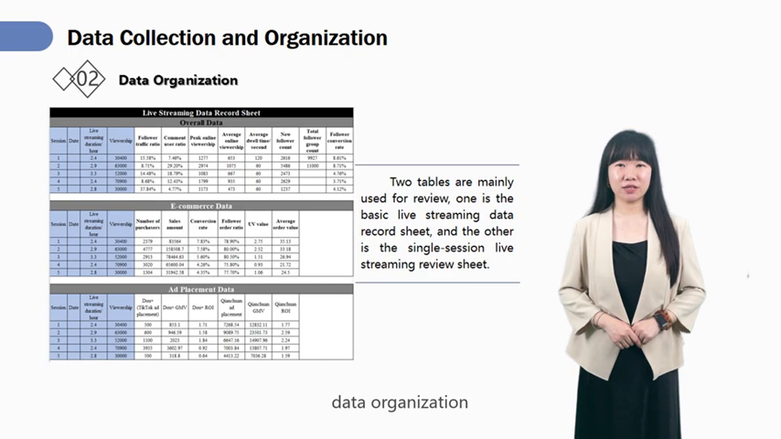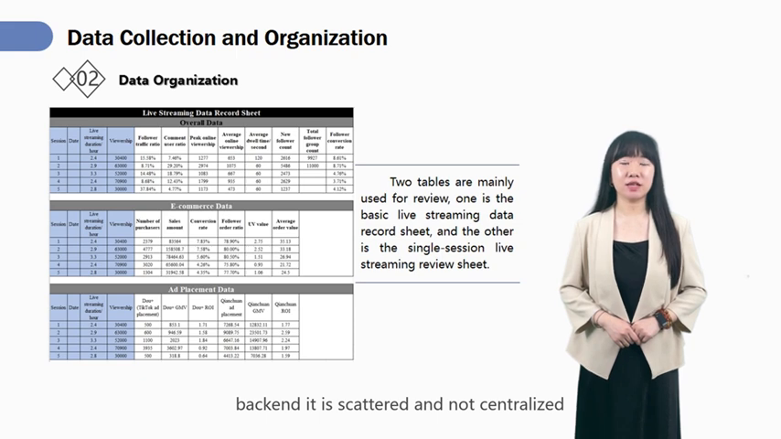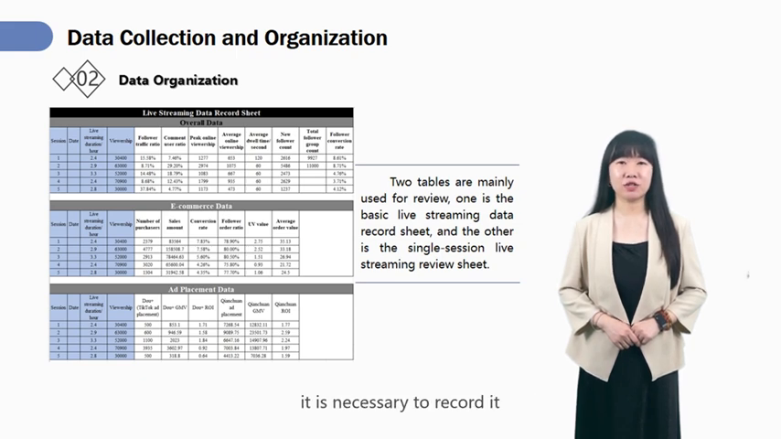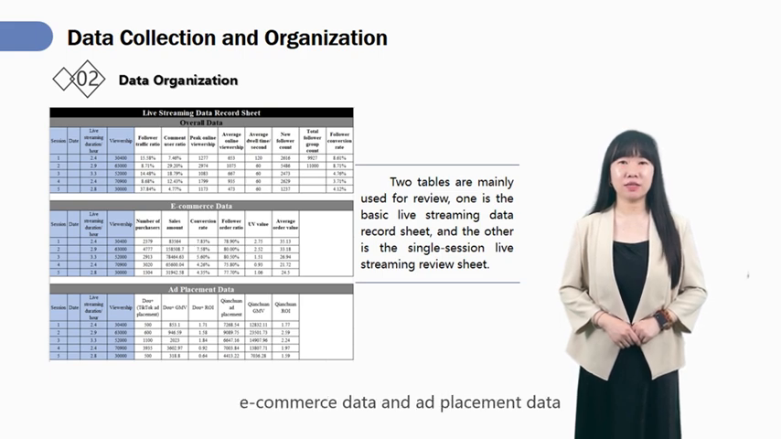Data organization. Two tables are mainly used for review. One is the basic live streaming data record sheet, and the other is the single session live streaming review sheet. The purpose of the basic live streaming data record sheet is to facilitate a global overview of the data. Although some data can be seen in the backend, it is scattered and not centralized. It is necessary to record it in the form of a table to monitor data changes and guide subsequent actions. This table records data in 3 dimensions: live streaming data, e-commerce data, and ad placement data.